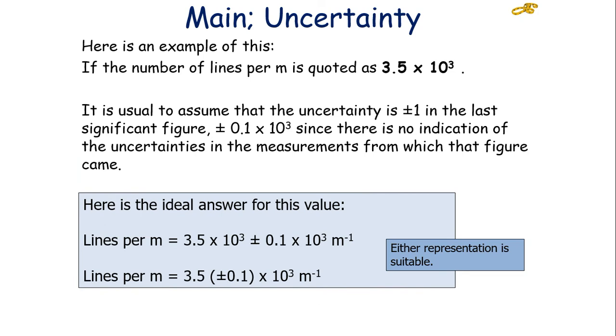Now, an example of this will be the following. If you quote your value to be 3.5 times 10 to the 3 and you're told that's a stated value, well, therefore you look to the last significant figure, which is 0.1, and therefore you say the uncertainty is plus or minus 0.1 times 10 to the 3, and therefore that will give you your absolute uncertainty.